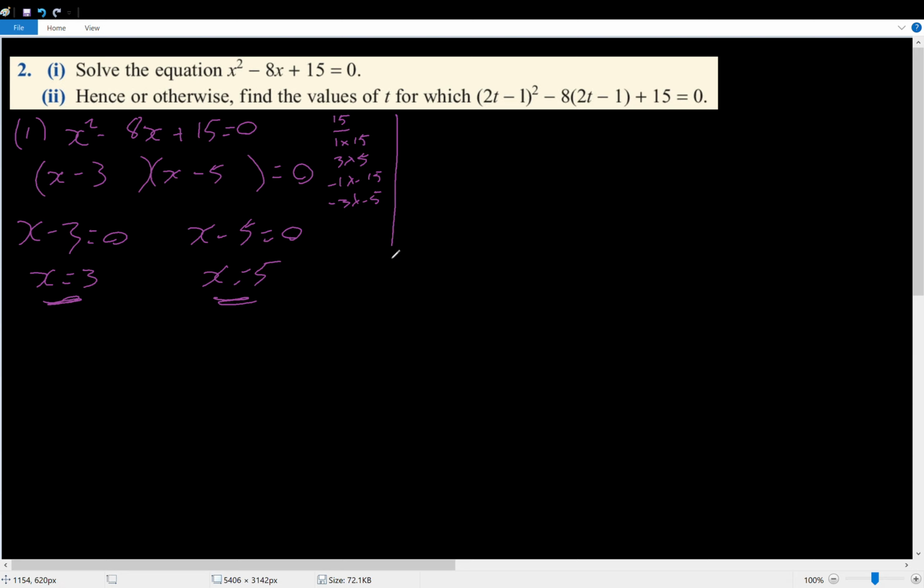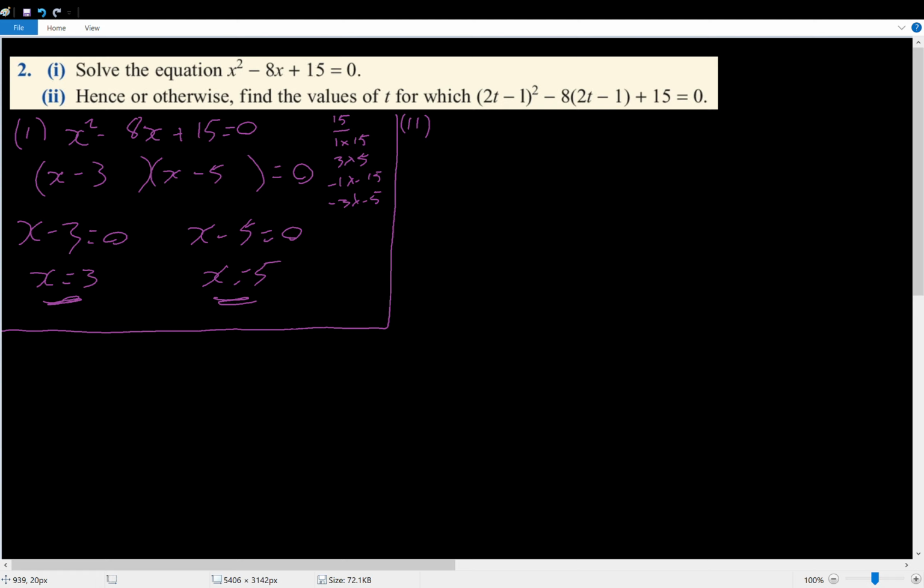Now for part 2, we've got hence or otherwise find the values of t for which. When a question says hence, what they usually mean is take the information that you've got in your previous part of your answer and use that to solve this next question. So let's try this using the values we've got so far.